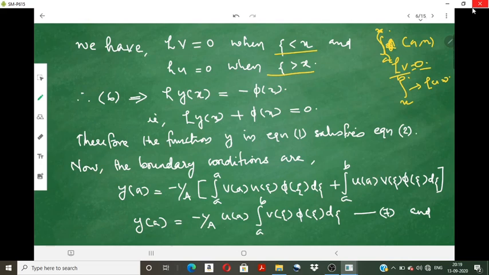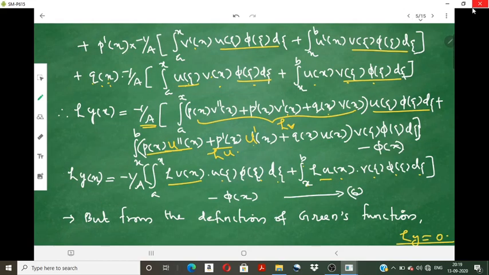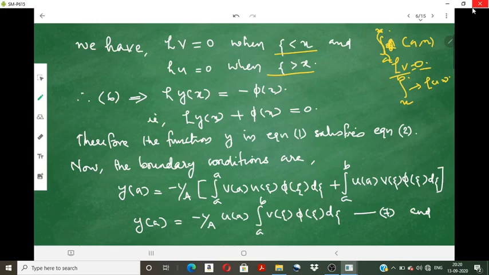And we already know that v does not satisfy the condition at a, and u does not satisfy the condition at b also. So both the integrals will vanish and the only term remaining on the right side is minus phi of x. So Ly of x is equal to minus phi of x, or Ly plus phi of x equal to 0. So from this it is clear that y in equation 1 satisfies equation number 2. And now the boundary conditions, y of a.